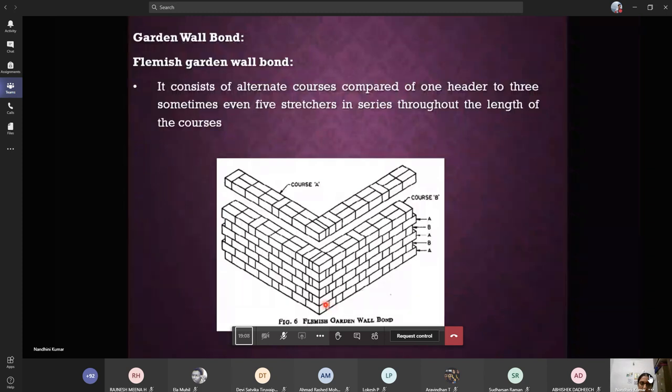This is your first course. As we saw earlier, the alternate will be your stretcher bonds. Over that, you'll have your 1, 3, 5 replica here. In the previous case, you saw 3 to 5 rows of difference. Here, you'll have 1 to 3 rows of difference. This is called a Flemish garden wall.